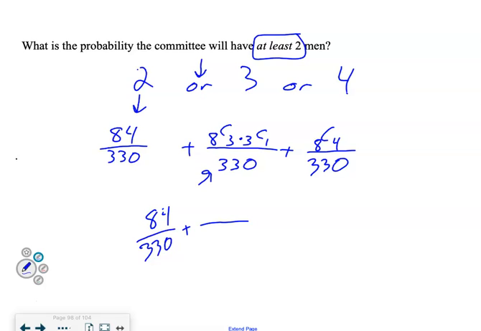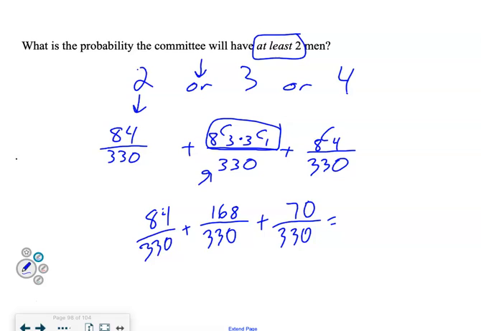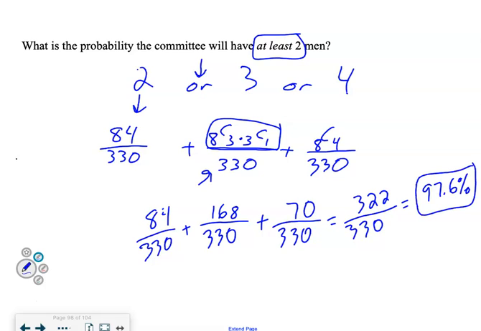If we type this in, so 8 choose 3 times 3 choose 1, I believe we're going to get 168. Make sure you double check and make sure that you are capable of getting 168. Plus 8 choose 4, I think is going to be 70. If I add these all together, 322 out of 330. I divide that, and there's a 97.6% chance that we are going to get 2 men or more.